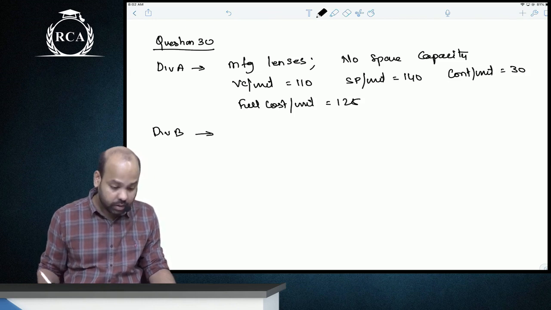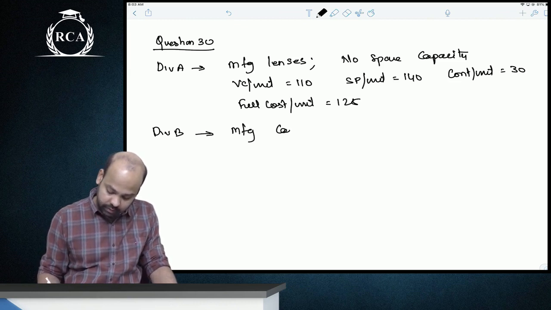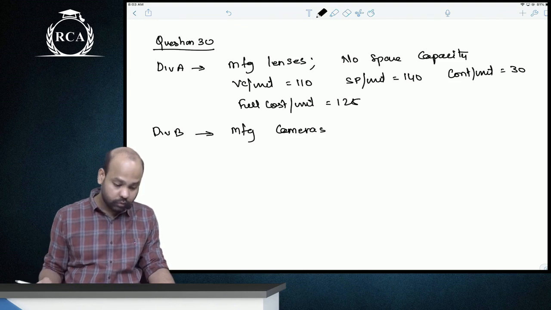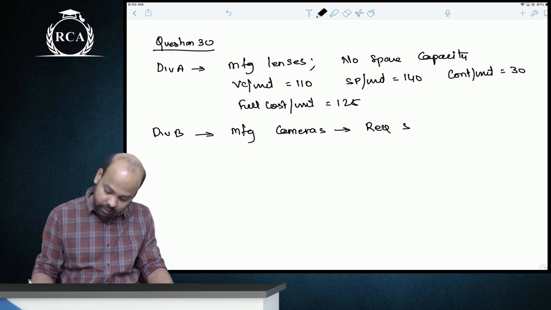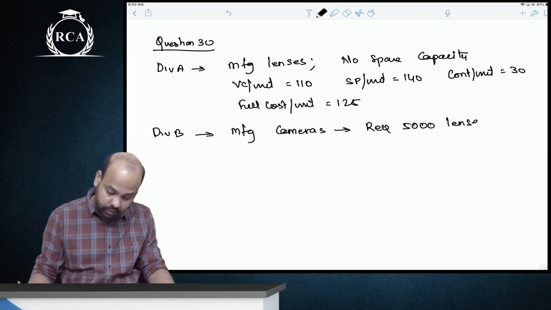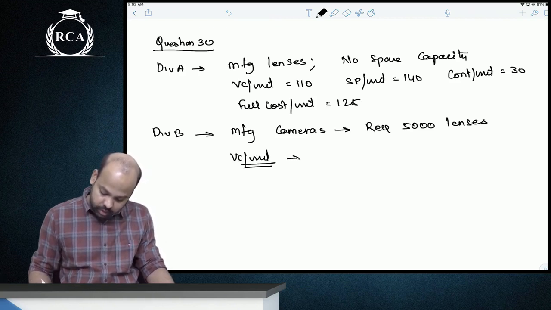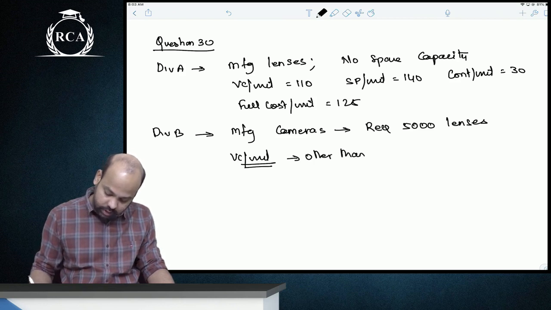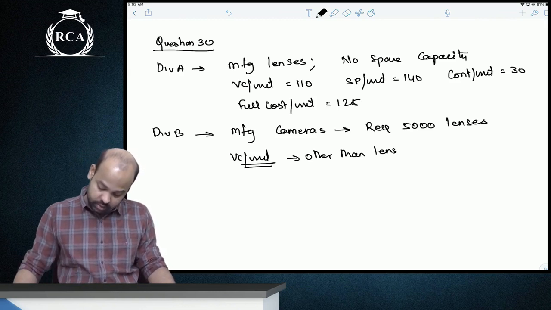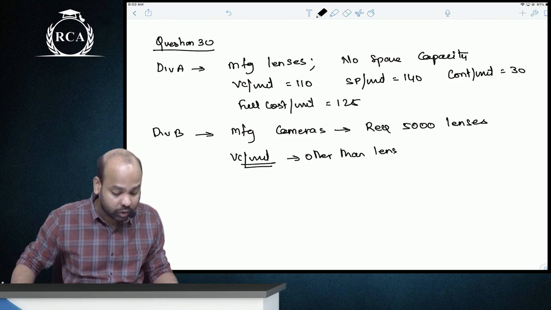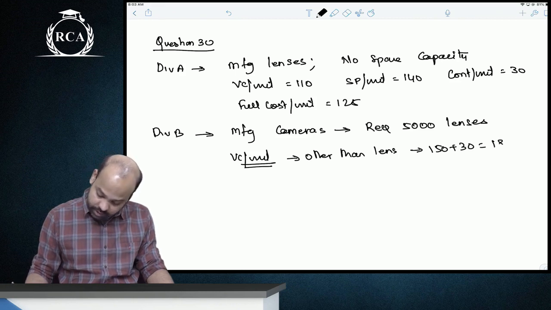Division B manufactures surveillance cameras. Now they want to buy 5,000 lenses. Their variable cost per unit, other than the lens, that they are going to pay for: how much is it? 150 rupees, and 30 rupees. 150 plus 30, 180.